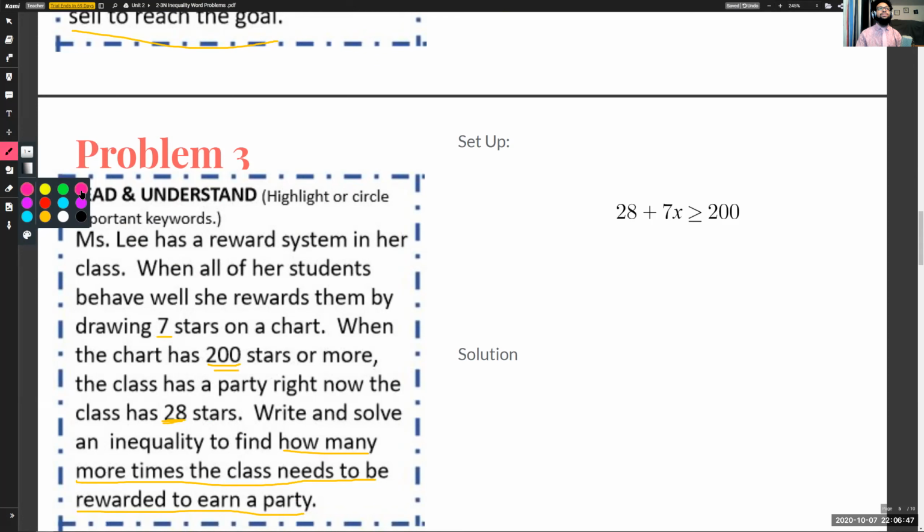As you solve them, I will now start to solve them. We have this 28 over here, so we're going to move this via our inverse operations, our subtraction property of inequality. Subtract 28 from both sides. And then what we have left is the 7x is greater than or equal to 200 minus 28, which is going to be 172, right? And now we have the 7x is greater than or equal to 172.